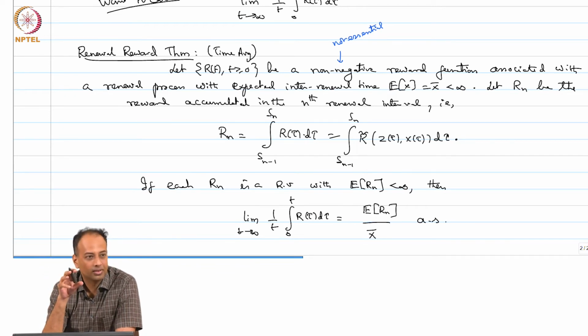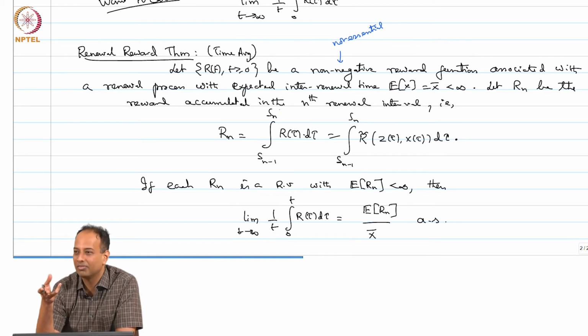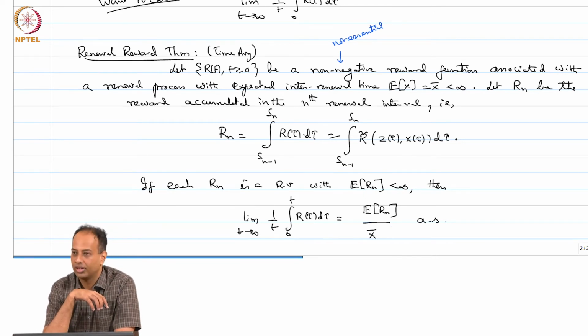Is that clear? It is a random variable, see Sn and Sn minus 1 are all themselves random variables. So, Rn is a random variable, and if Rn's expected value is finite, then the time average reward is equal to expected Rn over x bar almost surely. This is what the renewal reward theorem says. This is quite a powerful theorem and it can be used to analyze queuing systems among other things.